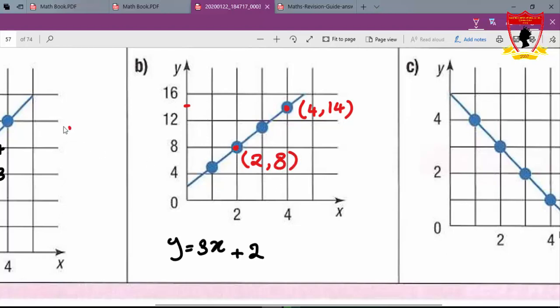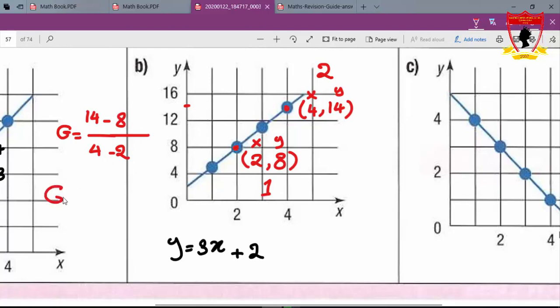Then we can say gradient is equal to, in each coordinate here, we have x and y. And for here, x and y. This point is higher, so we're going to consider these x2 and y2. And this one, x1 and y1. Then to work out the gradient, always the y should be on the top. Then we will have 14 minus 8, the result, divided by 4 minus 2.